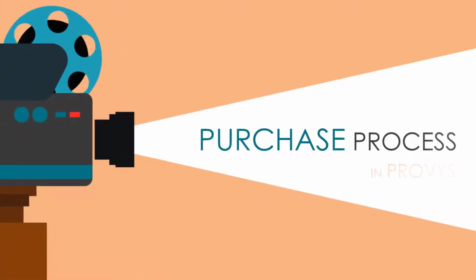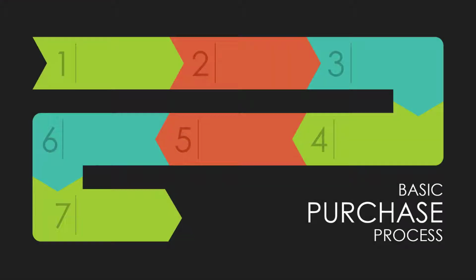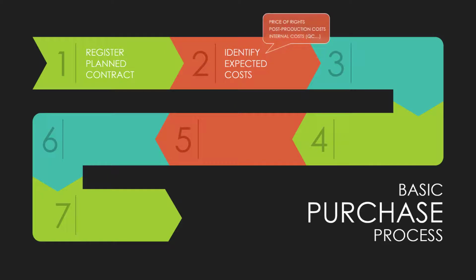PROVYS supports the entire life cycle of the purchase process. Its simplified form is captured in these 7 steps. At first, we register the planned contracts in PROVYS and fill all the costs associated with the broadcasting. To reveal whether the contract is beneficial or not, we further calculate the estimated revenues and compare them with the expected costs. If the result is in favor of the acquisition, we sign the contract.